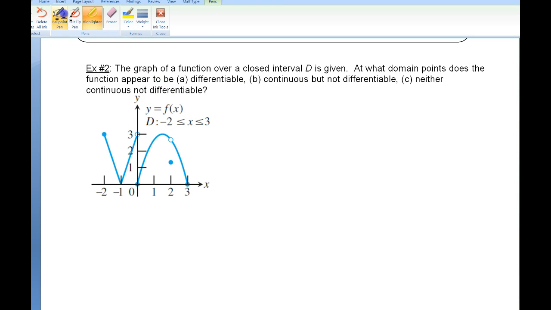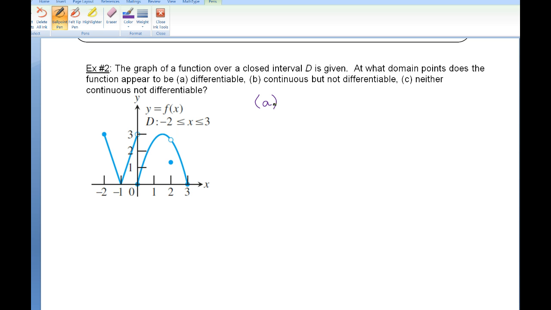Okay, so here we have our example. The graph of a function over a closed interval is given. At what domain points does the function appear to be differentiable? B: continuous but not differentiable, and C: neither continuous nor differentiable.